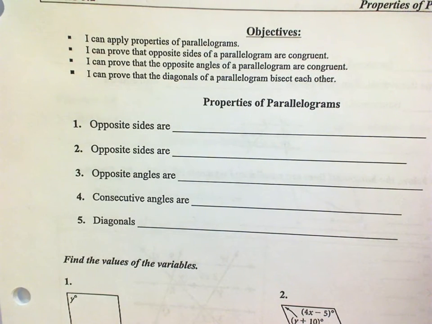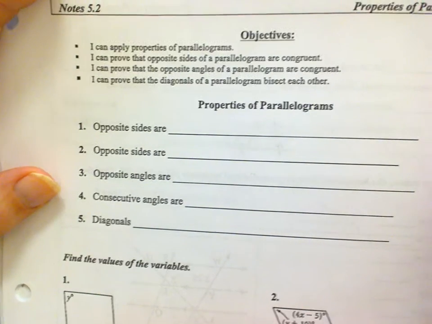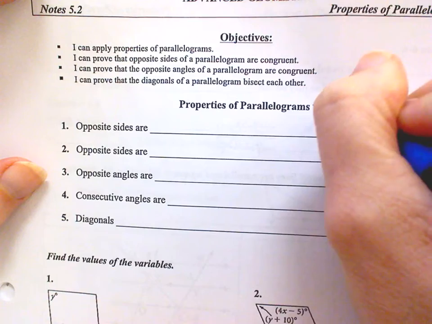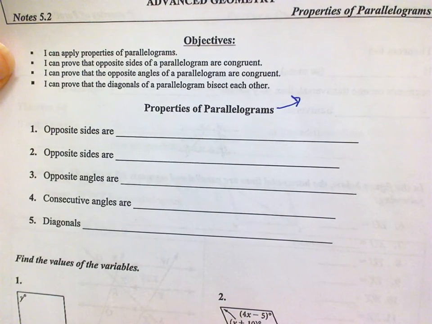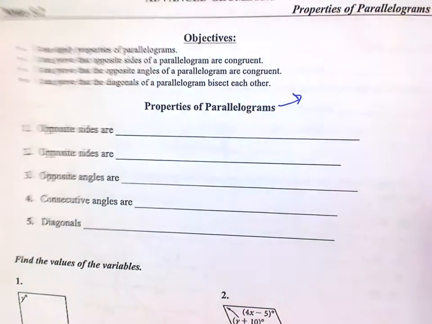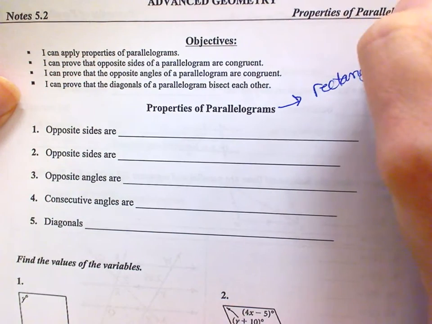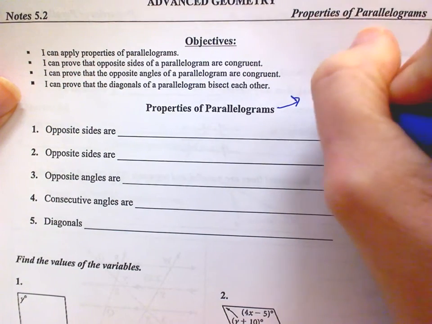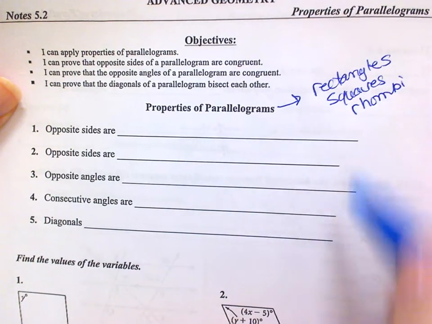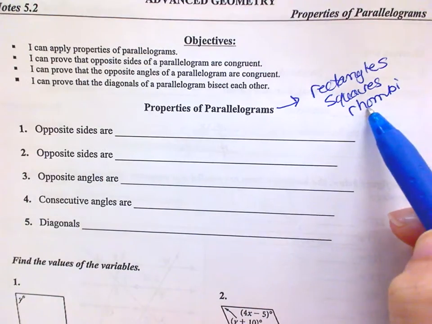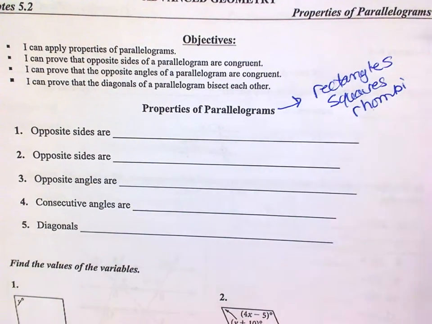Hello, these are the 5.2 notes for advanced geometry. These cover the properties of parallelograms. And just if you remember from your graphic organizer, parallelograms are like pictures 1 through 4 at the bottom of this page, like the slanted ones, but they also include rectangles, squares, and rhombi. So anything we're talking about today could be applied to those 3 figures as well. Those 3 figures are just a more specific type of parallelogram.